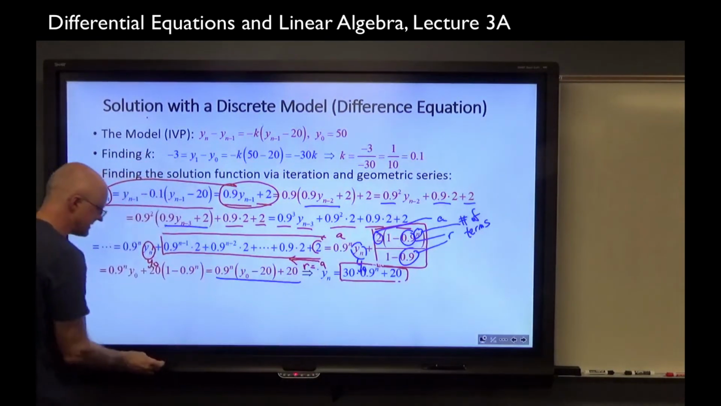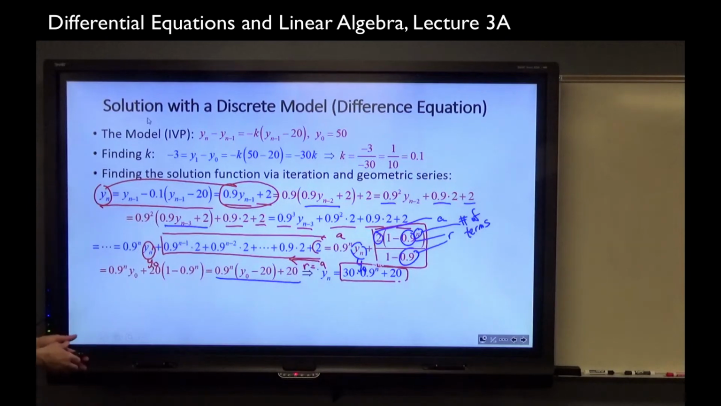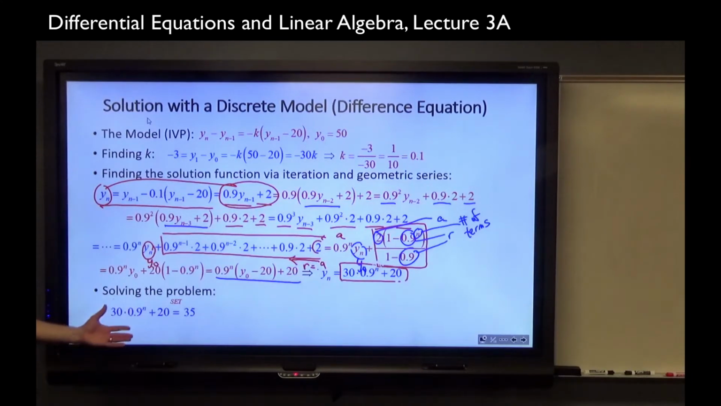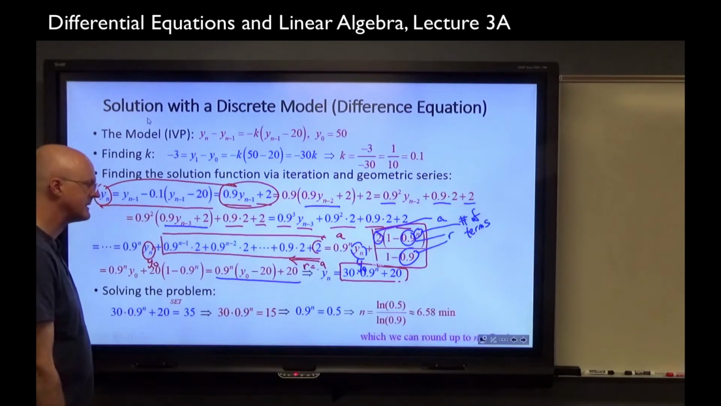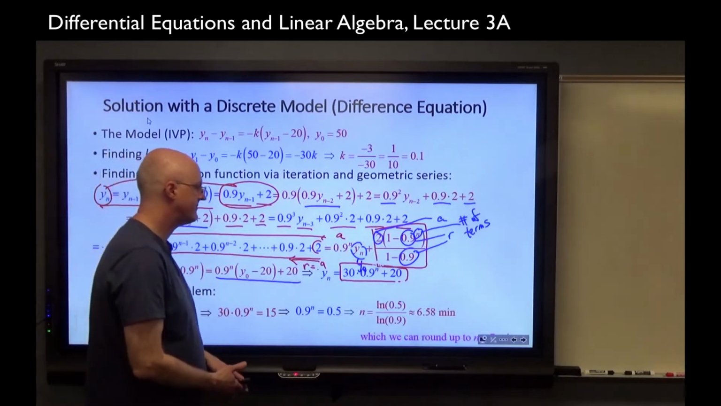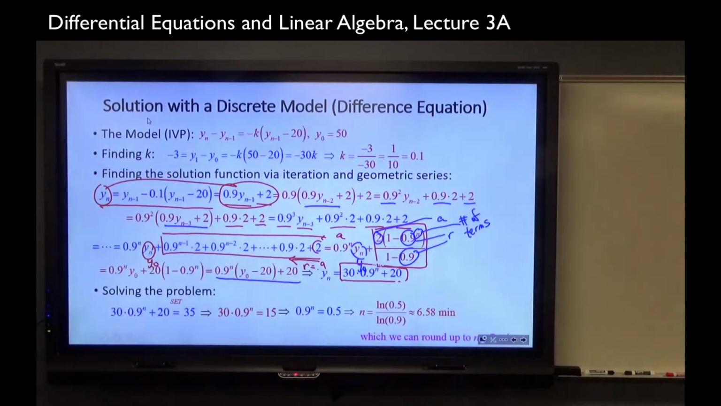Now I can use it to solve for n when it's going to equal 35. Set this equal to 35. Solve for n, subtract 20 from both sides. Get this, divide both sides by 30, get this. Take a natural log of both sides and solve for n, you'll get this. About 6.58 minutes, which if we are truly thinking of this as a discrete model and n can only be a whole number, we could round up to about 7 minutes.